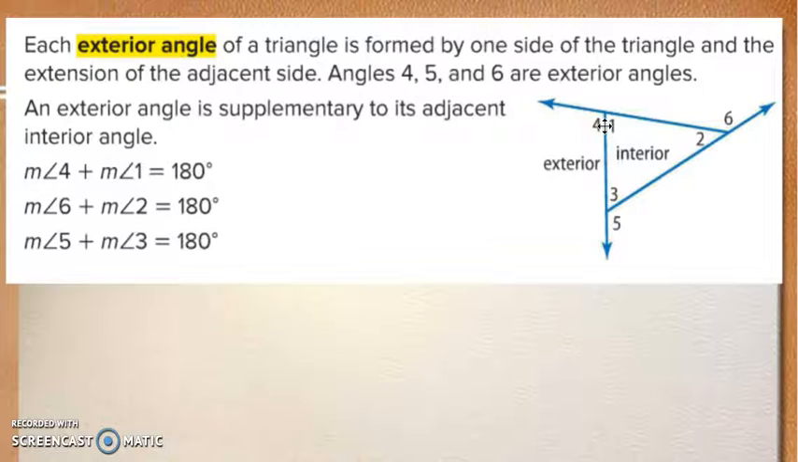For each interior angle, there can only be one exterior angle. Angle 2, the exterior angle is angle 6. Angle 3 is the interior angle, and the exterior to 3 is angle 5. Remember, supplementary means the sum is equal to 180 degrees. So each interior angle added with its exterior angle needs to equal 180 degrees.